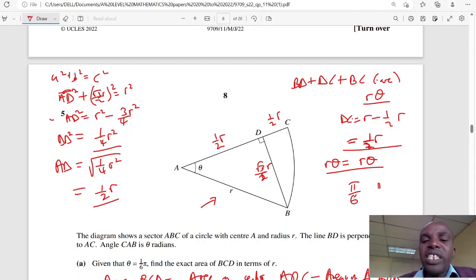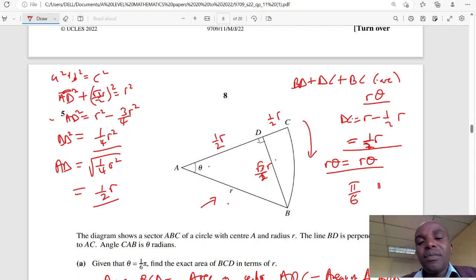Then AB is the same as AC. So to find DC is AC minus AD, which means r minus half r. That's correct. Then what we need is this one now. To find this part, since we still have this one 90 degrees, you can use this one as our r, then this one root 3, then you can find our theta now.